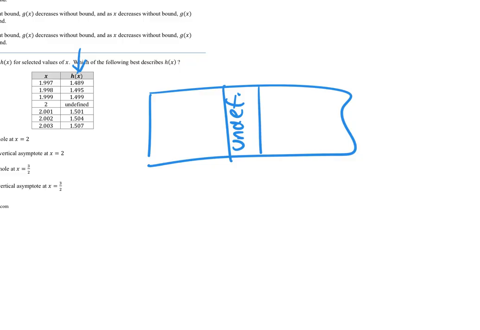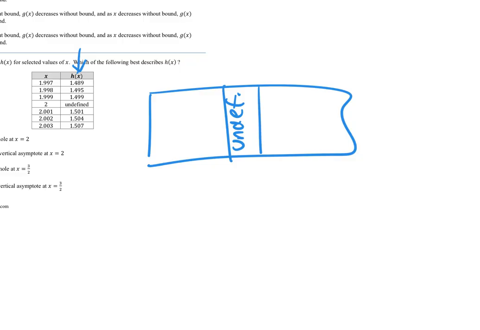If that middle value is undefined, that's either a vertical asymptote or a hole. But I'm looking at the behavior of the y's as it's getting closer to it. If the behavior of the y's as it's getting closer to the undefined part are both increasing without bound, what is my undefined? A vertical asymptote. If one is increasing without bound and the other is decreasing without bound, it's still a vertical asymptote, right? As long as they're going without bound, like they are increasing fast or they're decreasing fast, it's still a vertical asymptote. For it to be a hole, it literally just skips over something.